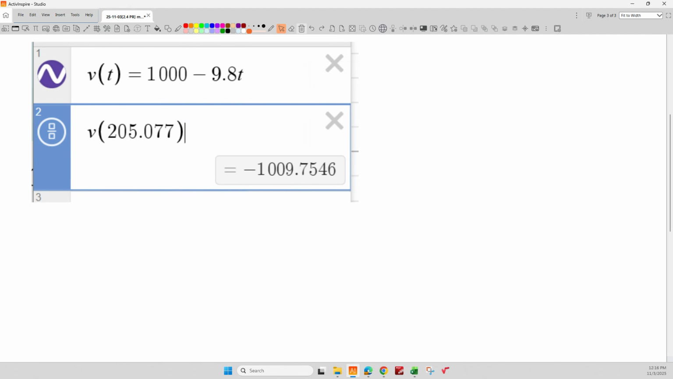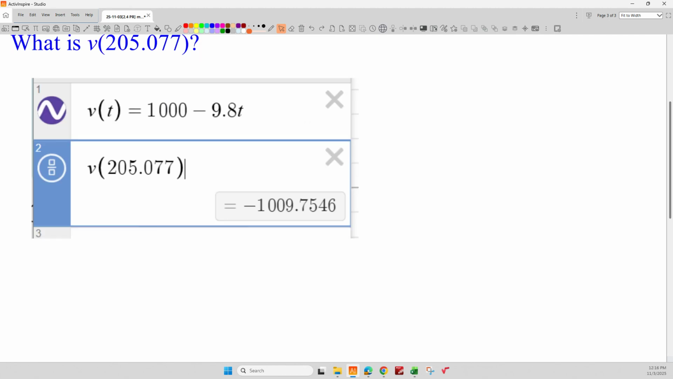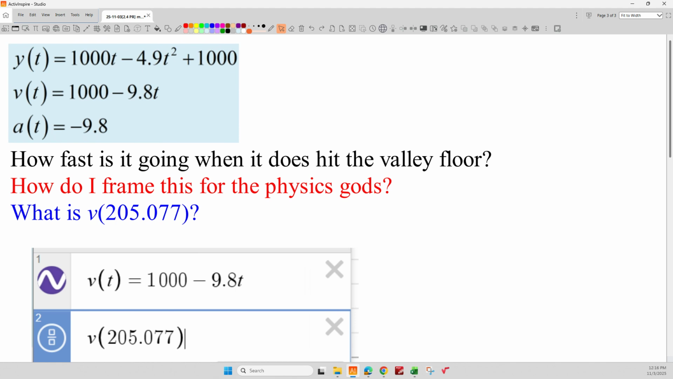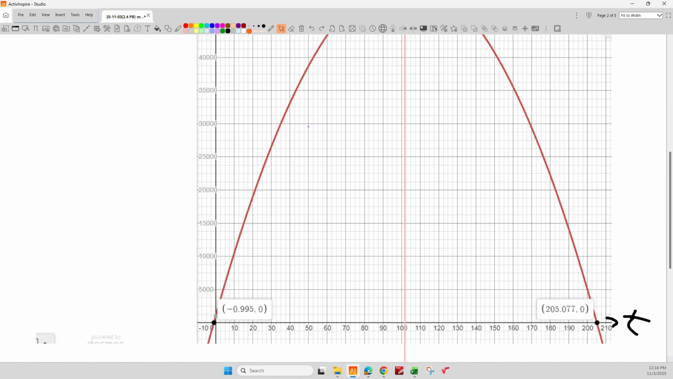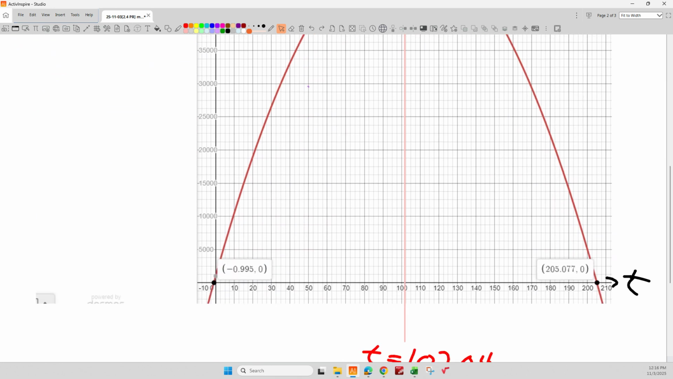One thing, though, I'm just a little bothered by here, and you should be too. You know, the physics gods, nothing is ever superfluous with the physics gods. Everything has some meaning. What about this other zero? What's going on there? We wanted to know where y equals 0, and one answer was negative 0.995 seconds. What in the world is that all about?